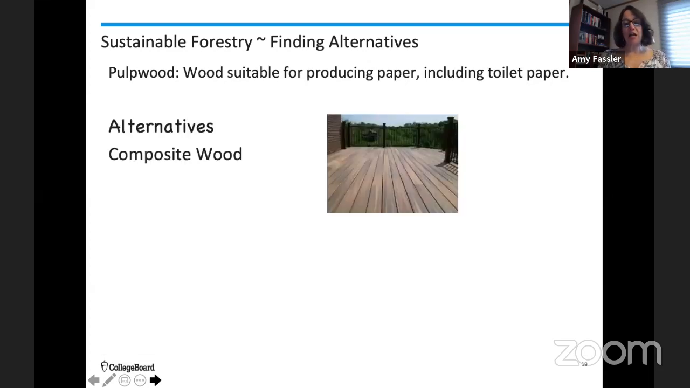So I could find alternatives. I could use a composite wood. Here's an example of decking made. There might be some wood fiber in there, but it's integrated in with even perhaps recycled plastic for that composite wood that's got a number of different kinds of particles mixed together. I don't know if you know what particle board is. You do, but you may not know that you know it.